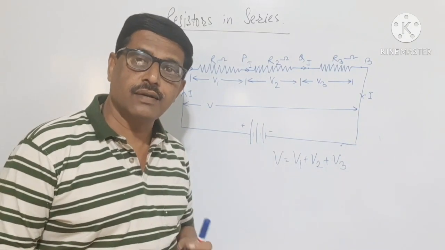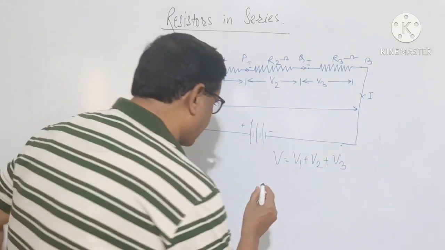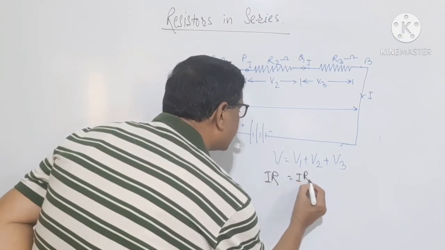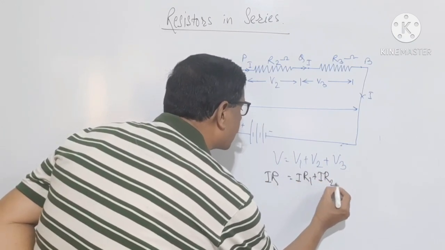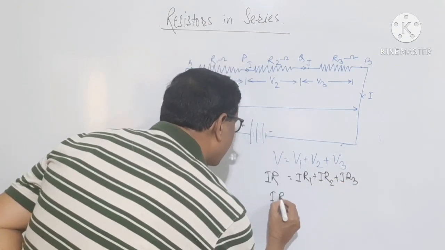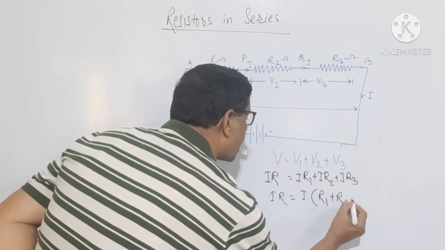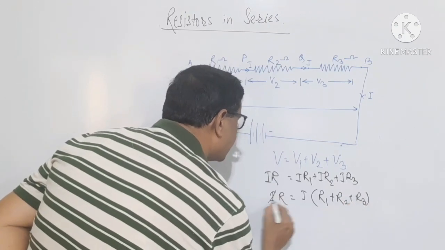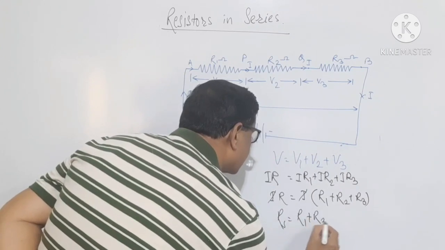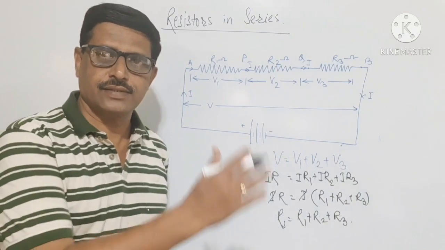By Ohm's law, the potential difference is the product of current and resistance, and therefore I will write it as I into R is equal to I into R1 plus I into R2 plus I into R3. If I take I common, I into R is equal to I in the bracket R1 plus R2 plus R3, I gets cancelled. Therefore, the equivalent resistance in series is equal to the sum of the resistors connected in series.